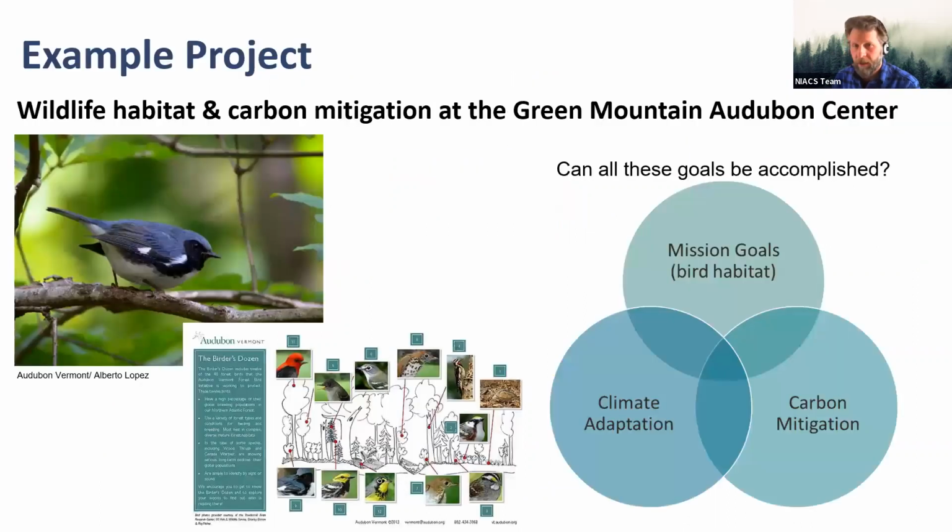And so I'm going to give you an example of how all those 5 steps that I just described fit into this really coherent, very nice logical train of thought to integrate climate into management planning. And so the project example I'm going to talk about in the next couple of minutes is from working with folks from the Green Mountain Audubon Center in central Vermont.